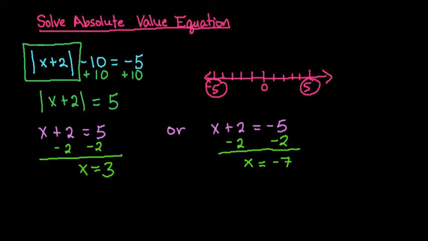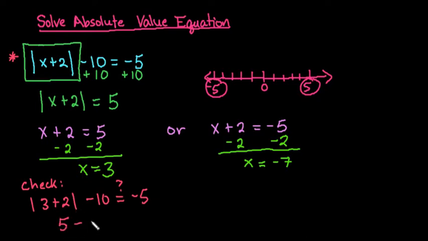As always, you want to make sure that you check to see that it works. So we're going to go back to the original equation, come back up here, and plug in both values. I would do 3 plus 2 minus 10, and ask ourselves, does that equal -5? The absolute value of 5 is 5, and 5 minus 10 does equal -5, so we know that this does work. So that's our first answer.